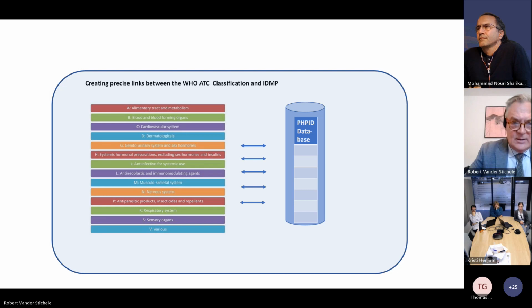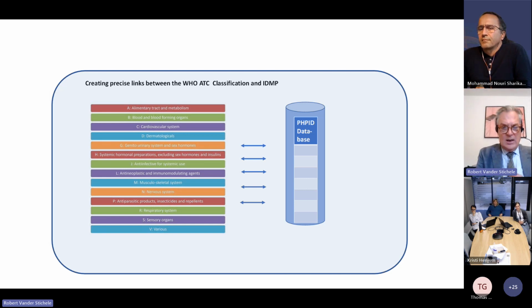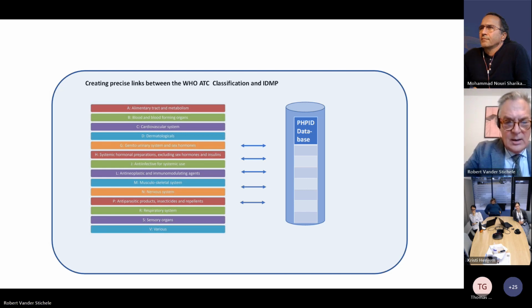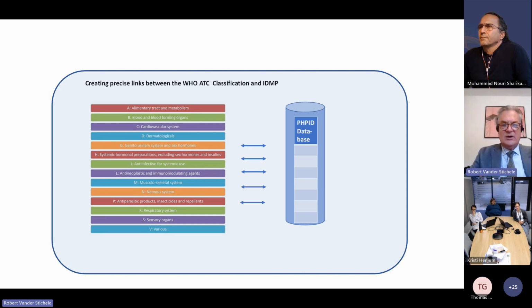For that, these are all the chapters of the ATC code. It's a little bit small to read, but we need to create in some way a link between the ATC code and this repository of PhPIDs. That's work that can be done on the global level and maintained on the global level, and this will be very important to create that chain of identifiers from the ATC to the PhPID to the local drugs.